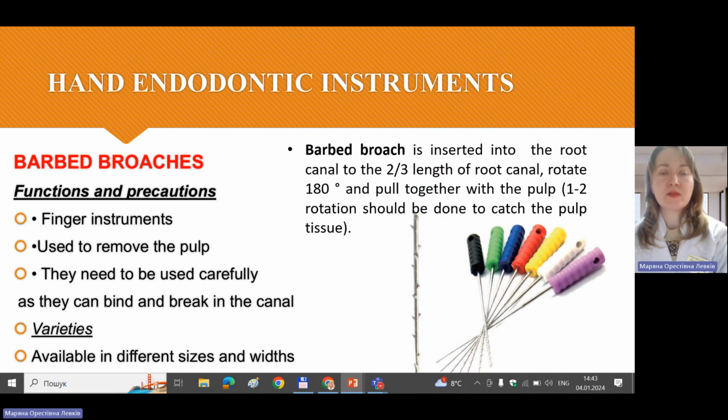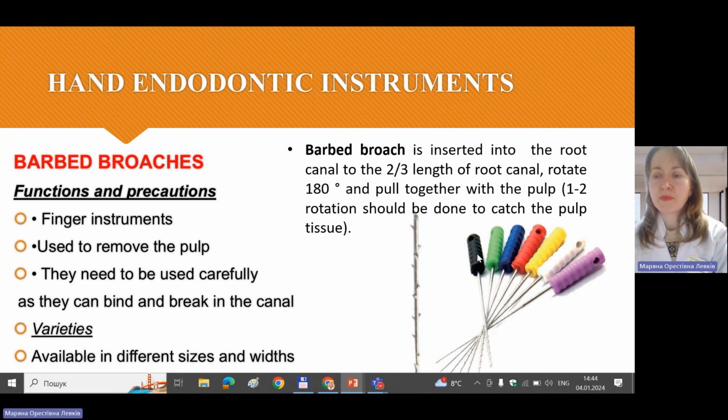Another group of endodontic instruments: hand endodontic instruments. The first in this group is barbed broaches. The function of this instrument: it is a finger instrument that is used to remove the pulp. They need to be used carefully as they can bind and break in the canal. They are available in different sizes and widths.